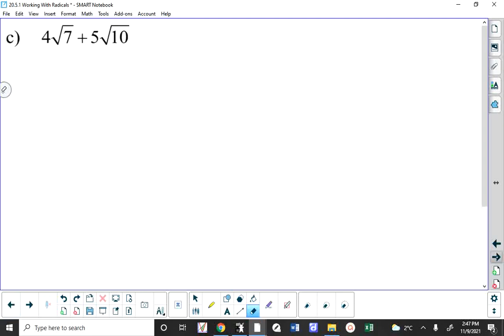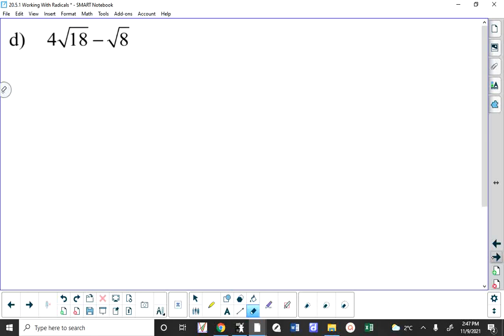4 root 7 plus 5 root 10 is like me saying add 4 donuts and 5 puppies. What do you have? You have 4 donuts and 5 puppies. You can't combine them somehow into some new unique thing. So this is done. You cannot do anything with this. They're not like terms.